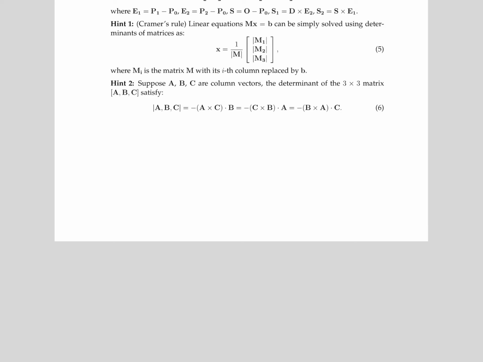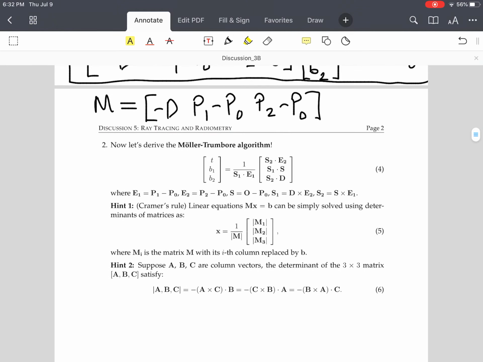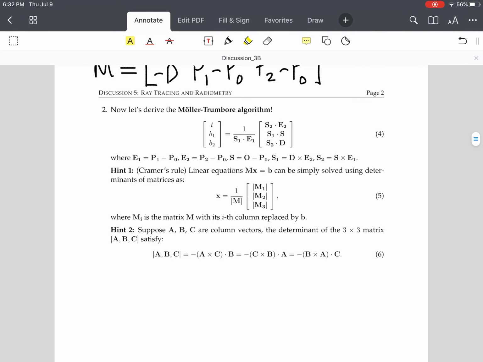The determinant of the 3 by 3 matrix ABC satisfies this equation. Okay, so now that we have this, let's see if we can do this. The first step, keeping in mind this is our equation right here, this is our Mx equals b up there. So we want to solve this Mx equals b, right?